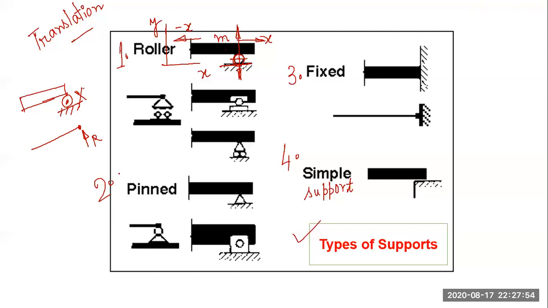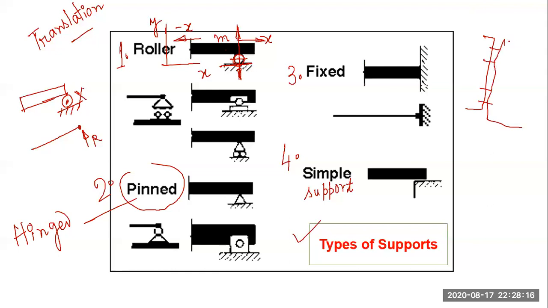Next, pin joint, or it is called hinge joint. Another name is hinge joint, hinged. Say all the doors and the windows are fixed by hinges. You've seen. So this is a window or whatever.